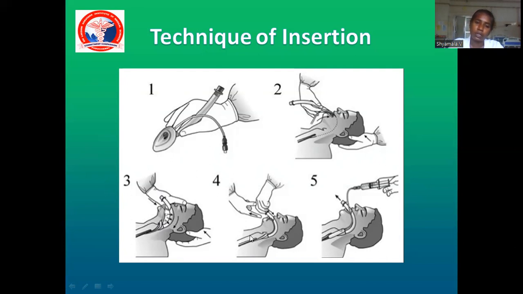Here you are seeing the tracheal opening, and here the esophagus: posteriorly the esophagus, anteriorly the trachea. This aperture is facing the laryngeal inlet. Once you have put it, then inflate. As I told, according to the size, the inflation volume of air also varies. Depending upon the size, the appropriate maximum volume of air should be inflated.